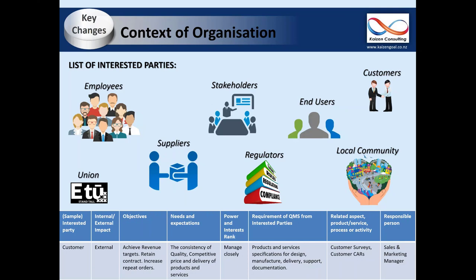So your supplier example might be your supplier's CARs. Your stakeholder example might be your quarterly meeting with the stakeholders and meeting minutes to show them how the business is performing. Your local community could be your newsletters. Your employees could be your employee newsletters. Your union might be the other meetings that you have with union and delegates and so on. So each one of these, you do have some sort of business practices that you're managing, and if you don't, you basically should. So this is an opportunity to identify it.